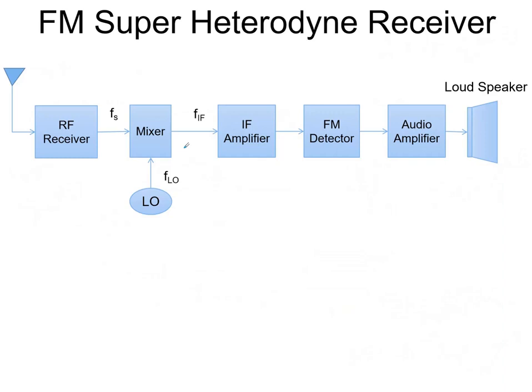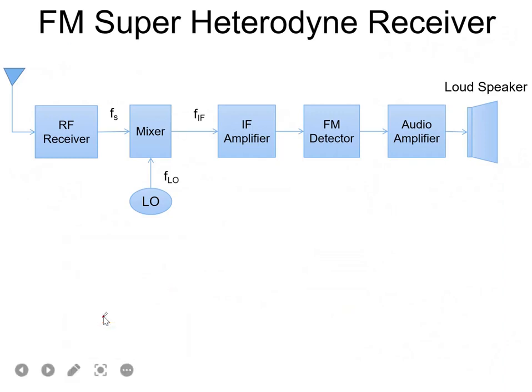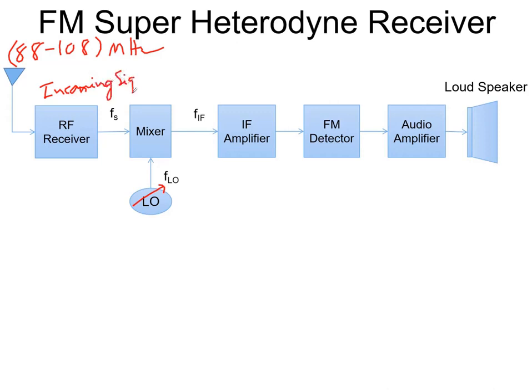And coming to the last one, that is the FM super heterodyne receiver. Here the broadcast range for FM is from 88 to 108 megahertz. Whenever you are receiving any signal from 88 to 108 megahertz, there is a variable local oscillator, and the incoming signal frequency is Fs. Fs is the incoming signal frequency. Then FIF is the intermediate frequency.